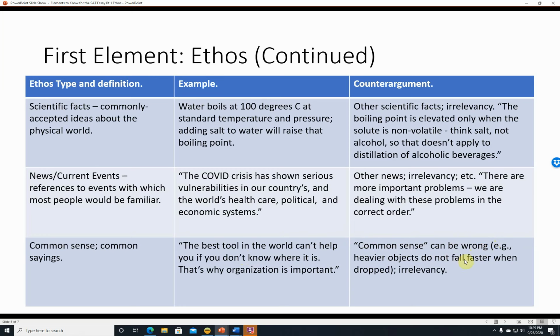You can also just argue irrelevancy if you wanted to argue against it, which you probably wouldn't do on the SAT, but you could. And if they do make a logical mistake, you do want to say, well, actually, no. A feather and a bowling ball actually would fall at the same speed if it weren't for wind resistance. And that was shown on the Apollo 11 mission where I think it was Neil Armstrong dropped a golf ball and a hammer and they fell at the same speed. Okay.